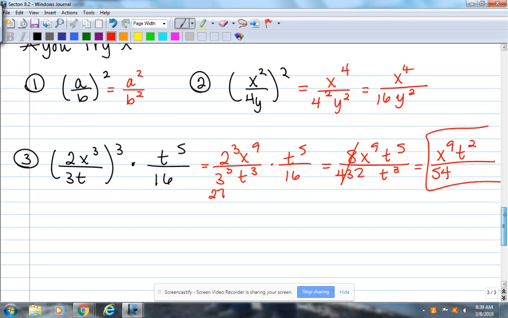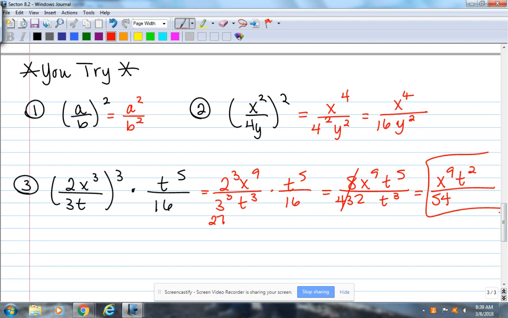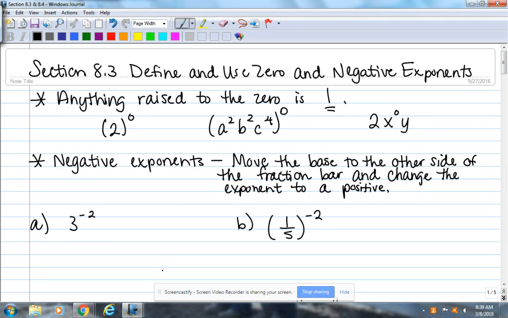All right, any questions on any of these? All right, that's the end of section 8.2. We are going to go ahead and do 8.3 today and learn 2 more exponent rules. And y'all start copying while I write these 2 on the board over there so I can have all of them in the same place.